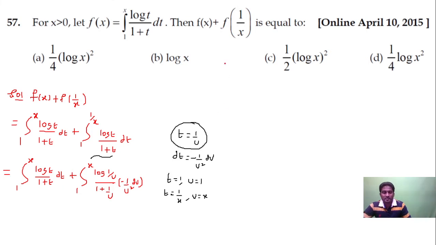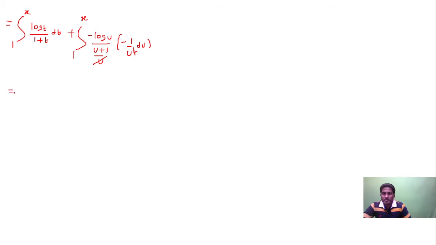Okay, now this can be written as integration of 1 to x log t upon 1 plus t dt. And on the right side you will get integration of 1 to x, log 1 by u, which can be written as minus log u, and if you cross multiply you get u plus 1 divided by u. And then this is minus 1 by u square into du. So this will cancel. You get integration of 1 to x log t upon 1 plus t dt.